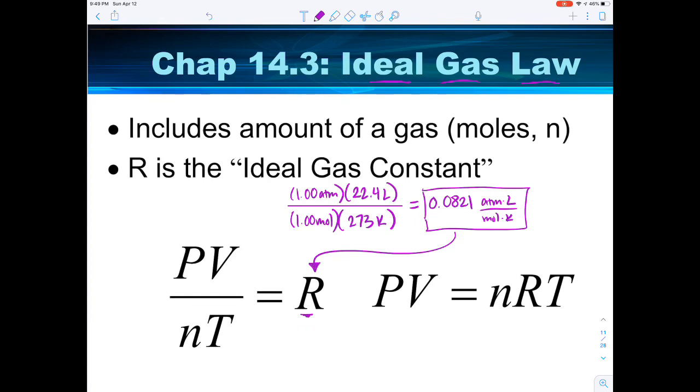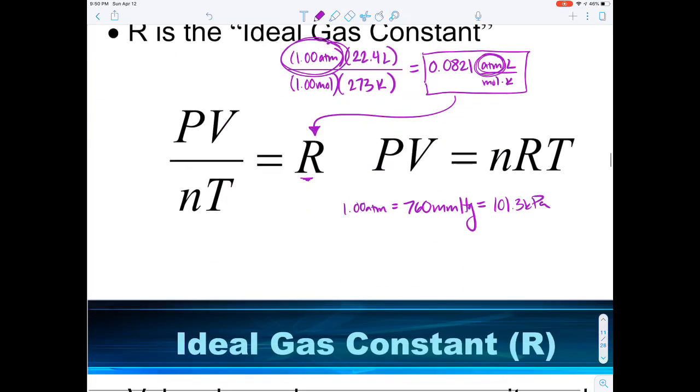How could we find a value of R that corresponds to a different unit for pressure? We would plug in a different pressure here. So you may remember that 1 atmosphere is also 760 millimeters of mercury, and it is also 101.3 kPa. Maybe I should write equals there, huh? Okay, but importantly, you'll always be given the values of R. It's just kind of nice to know where they come from.